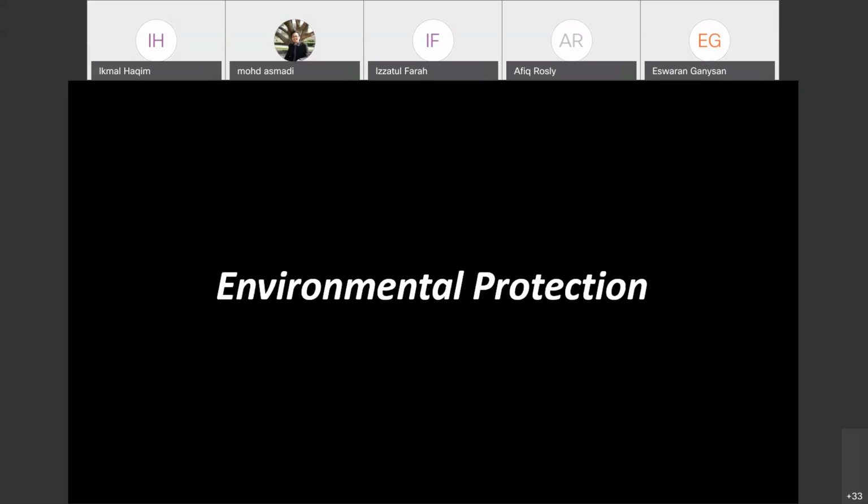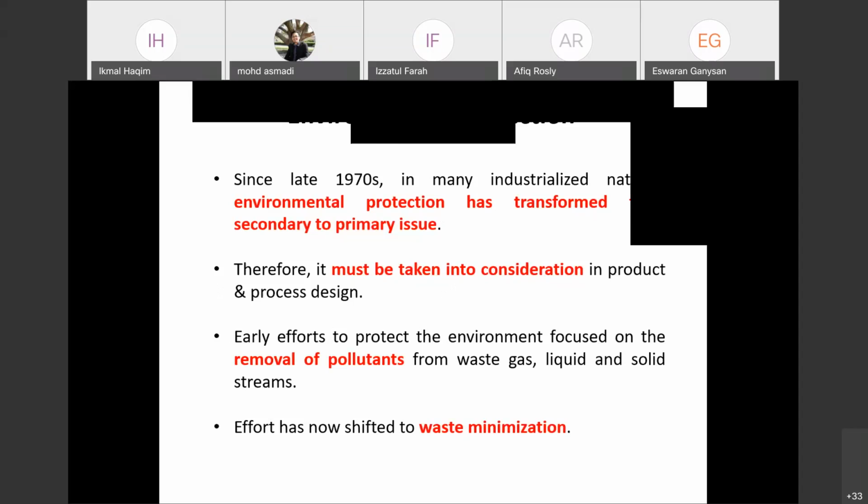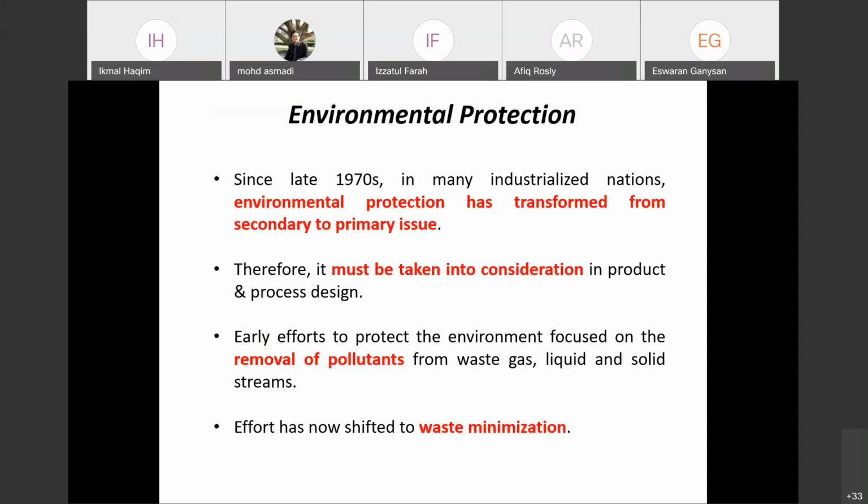So for environmental protection, we look at here that in many industrial nations, environmental protection has transformed from a secondary to a primary issue. Because it is related with our environment, especially our ozone layer. That's why we have to transform from a secondary to a primary issue. Therefore it must be taken into consideration in the product and process design.